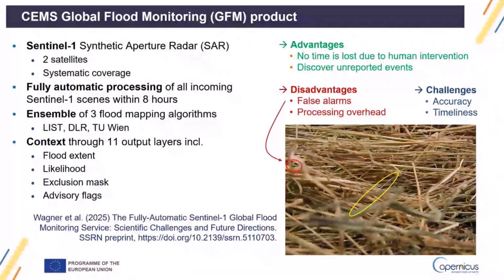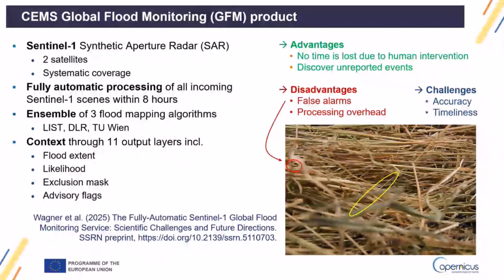Traditionally, the idea has been: there's a flood, let's get an image, let's do some expert interpretation, produce a map of flooded areas, and then present it to the user. In this traditional way, you lose lots of time due to the human influence in the whole processing line. So the big advantage of the GFM service is that no time is lost due to human intervention. And also, if there are unreported flooding events, you still see them in the data because everything is processed automatically.